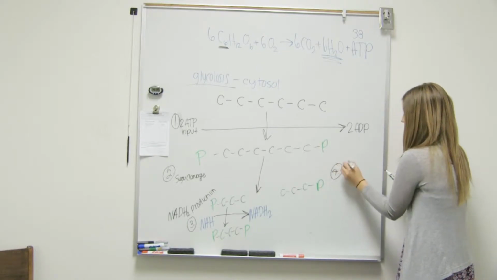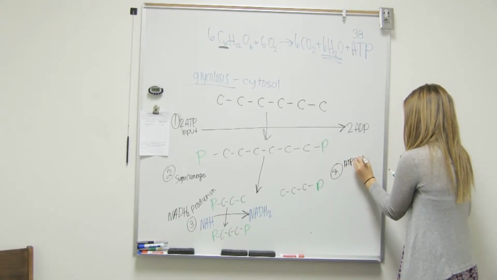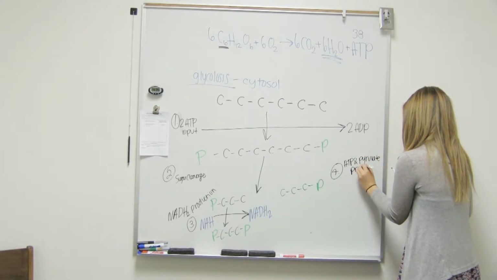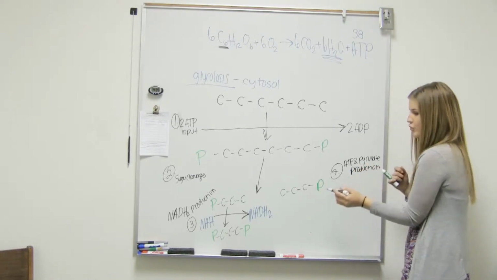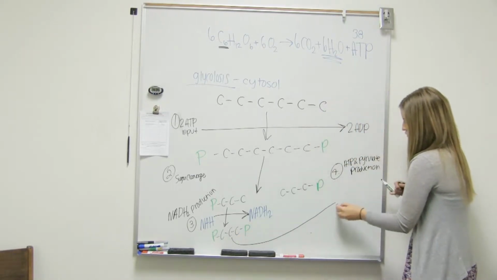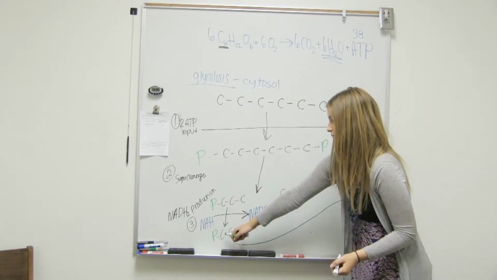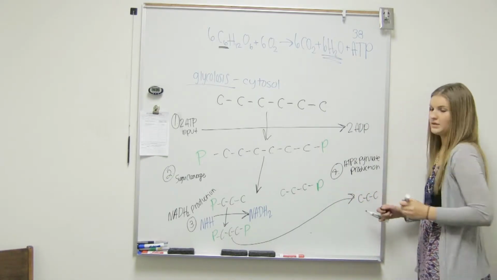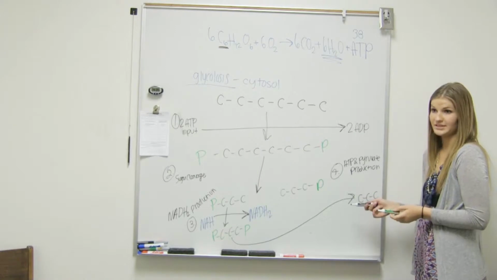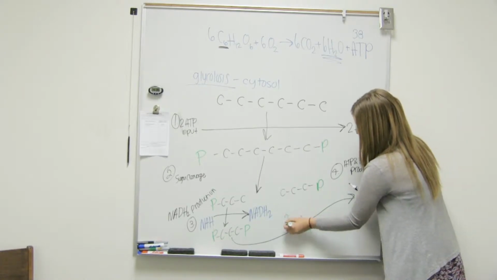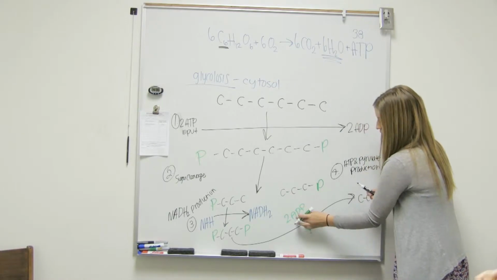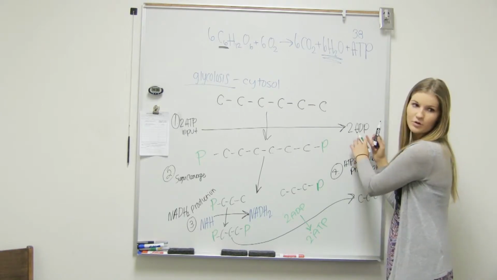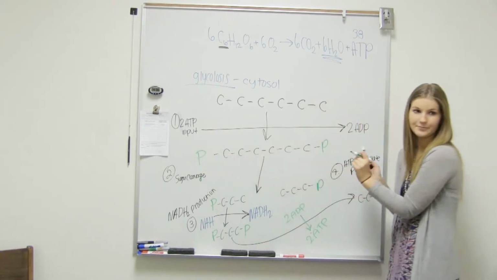What do we call that? ATP production. And pyruvate. What happens here? We're going to go from PCCCP to just CCC. How do we do this? ADP comes in. We're going to have 2 ADP, and it forms 2 ATP. So kind of just a reverse of what's happening here. We input 2 ADP and we're going to get 2 ATP out.